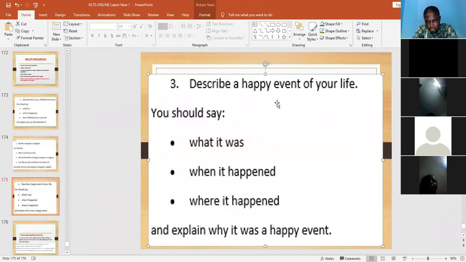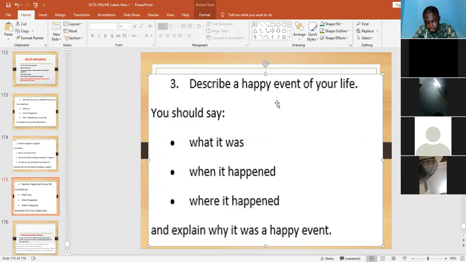My happy event of my life was when I passed my examination. It's a professional examination, actually. This is an examination that you hear people say is very difficult to pass. But when I finally got the news that my name was on the pass list, I was so excited.